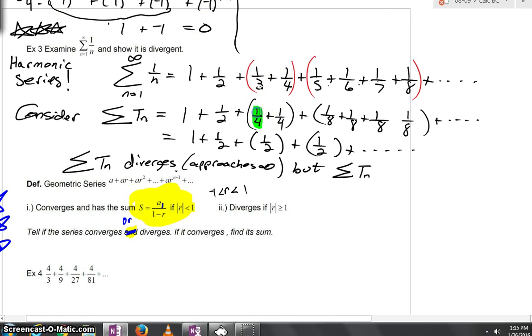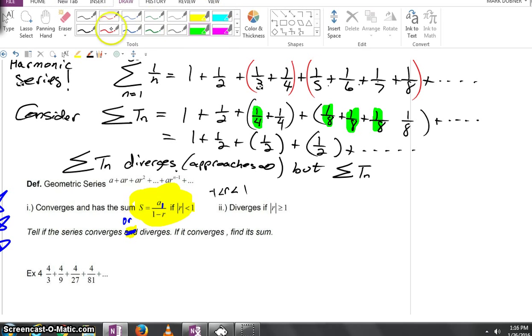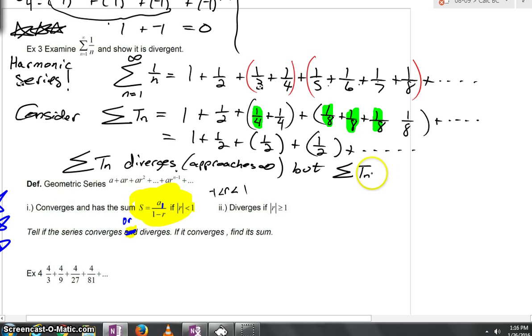Where did we start deviating? Did we say 1/4 right here? That's different. That's actually smaller, isn't it? And then you look at this 1/8. Is 1/8 bigger or smaller than the 1/5? It's actually smaller. And this 1/8 is smaller than the 1/6. And this 1/8 is smaller than the 1/7. So I can say with certainty right now that this series is smaller than the harmonic series. I'm adding up smaller numbers.